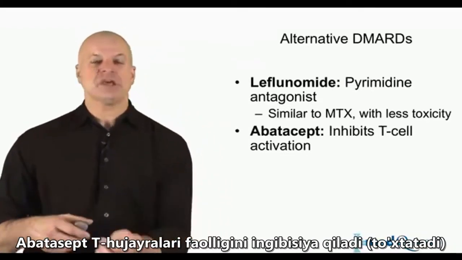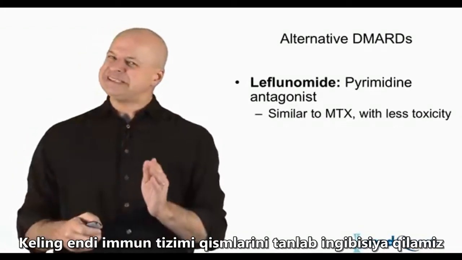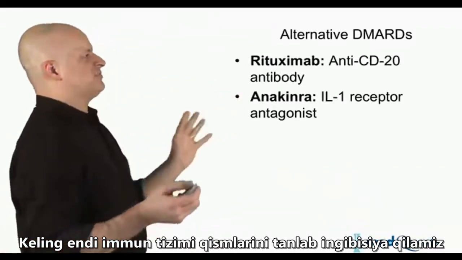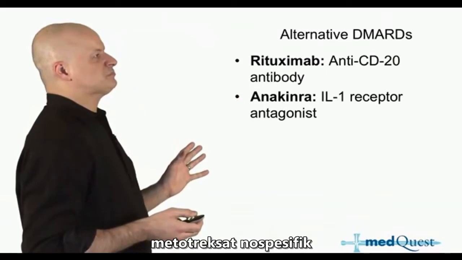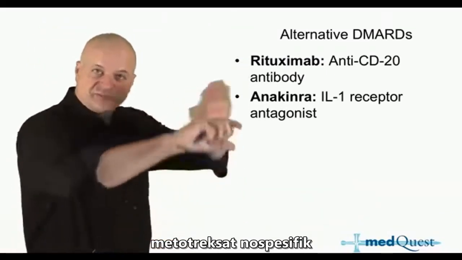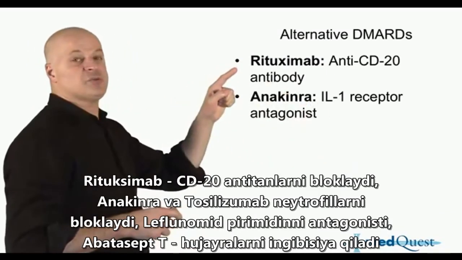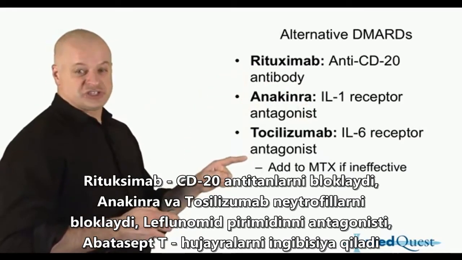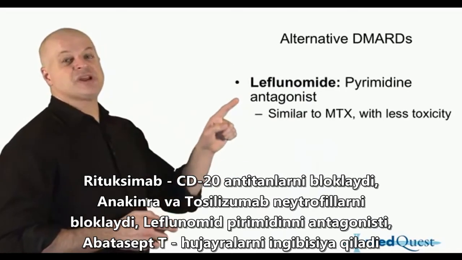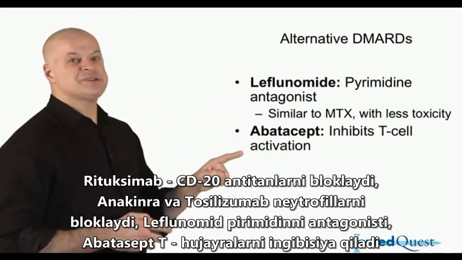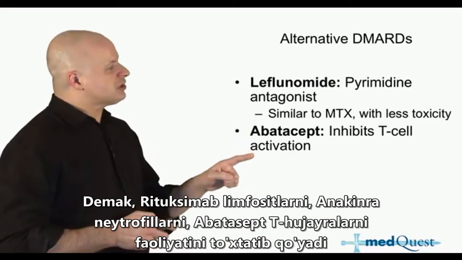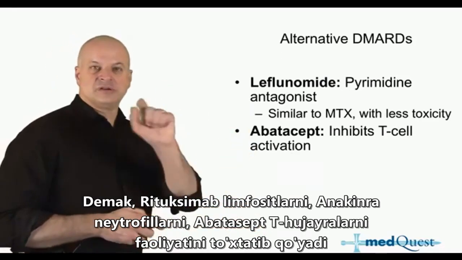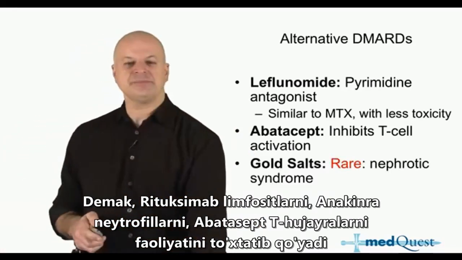Abatacept inhibits T cells. Now, what we see in these is, let's selectively inhibit parts of the immune system. Methotrexate's rather nonspecific. It inhibits a lot of it. Rituximab, just CD20 lymphocytes. And anakinra, just neutrophils. And tocilizumab, again, some neutrophils. And the other one is leflunomide as an alternative, and abatacept, the T cells. So rituximab is inhibiting some lymphocytes, anakinra is the neutrophils, abatacept, T cells.